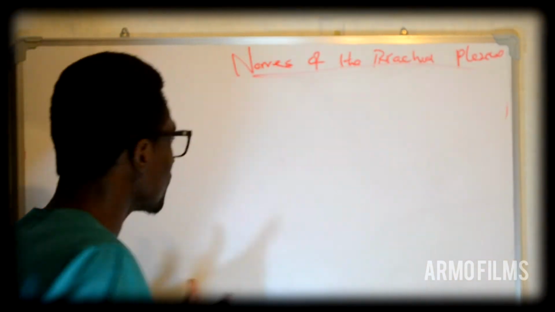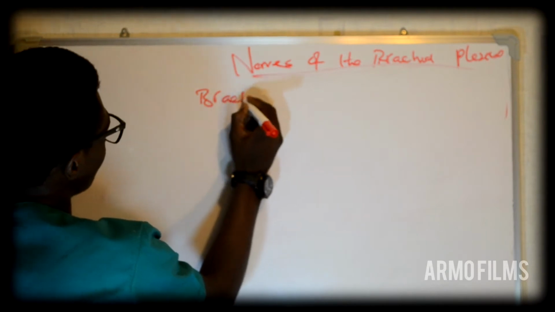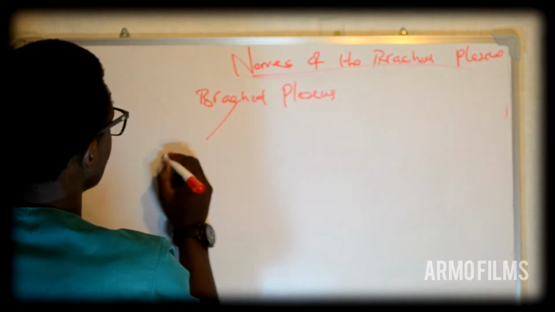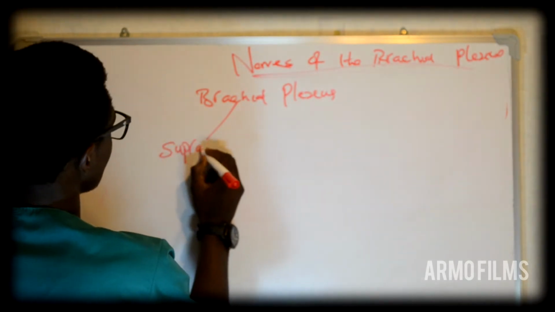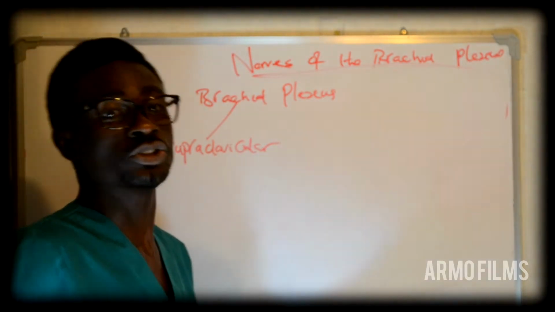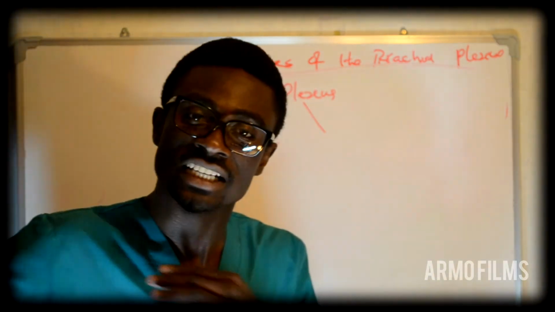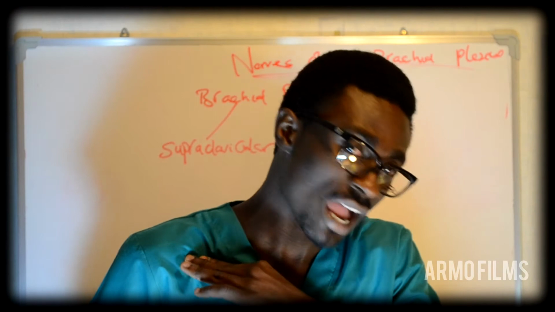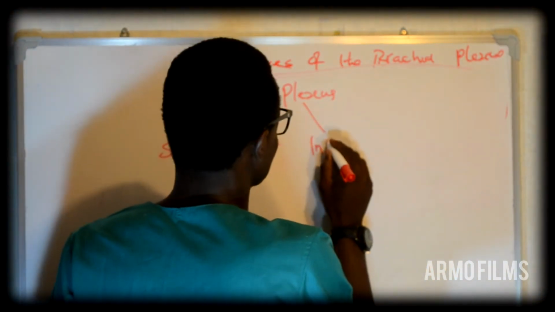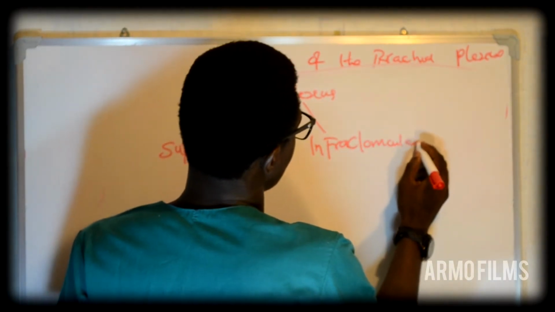First of all, have this in mind. We have the brachial plexus, and then we have the supraclavicular part. Supra means above, so supraclavicular means above the clavicle. And then we have those that lie below the clavicle. We call them the infraclavicular part of the brachial plexus, guys.